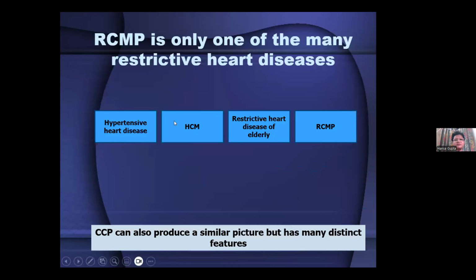So as I said, it is one of the many restrictive heart diseases. You may get it with hypertension, with HCM, and with restrictive heart disease of the elderly, because at all these places the myocardium starts becoming rigid. And then chronic constrictive pericarditis is another big thing which mimics RCM. So all these things should be in your mind, and one by one you can rule them out.